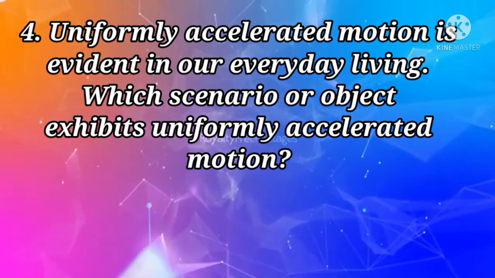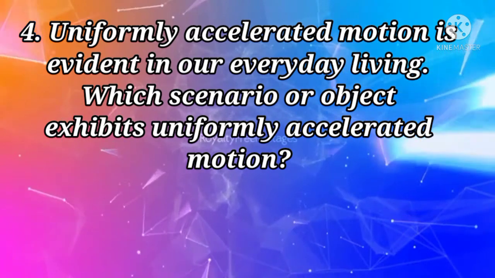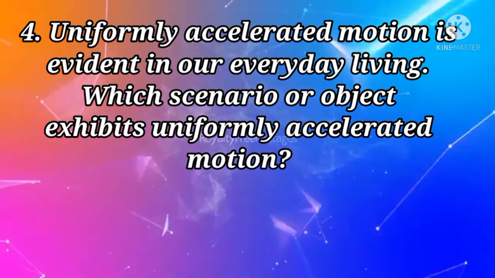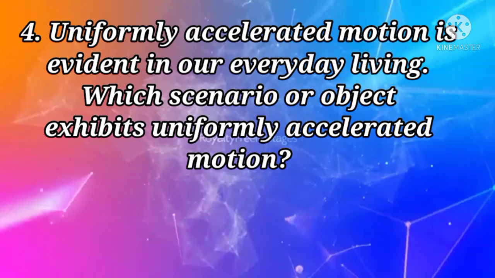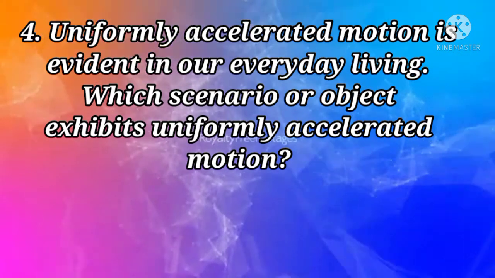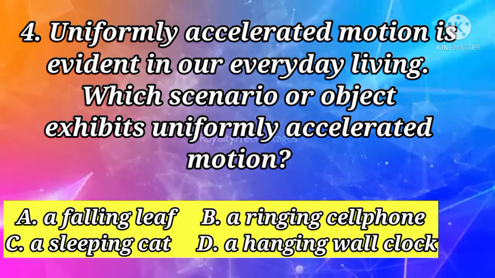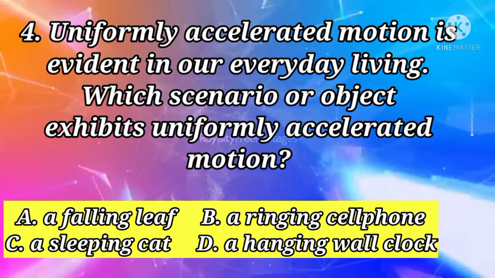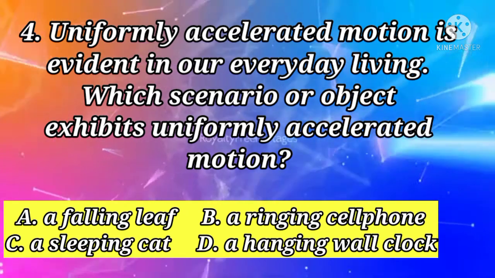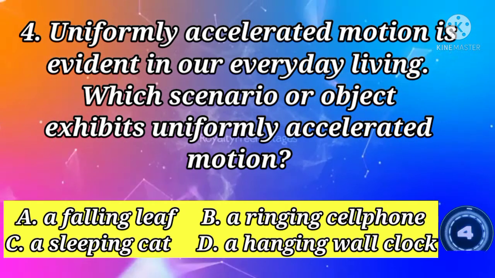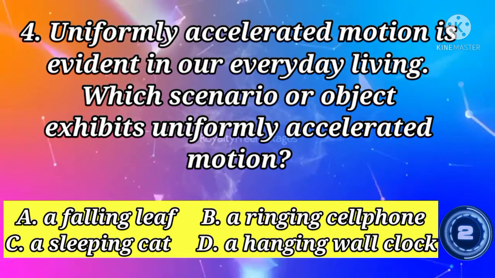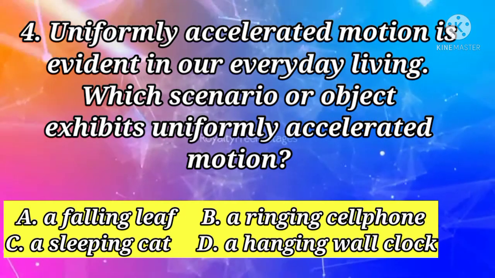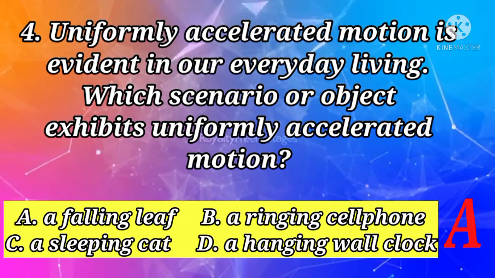Question number 4. Uniformly accelerated motion is evident in our everyday living. Which scenario or object exhibits uniformly accelerated motion? A. A falling leaf. B. A ringing cell phone. C. A sleeping cat. Or D. A hanging wall clock. The correct answer is letter A. A falling leaf.